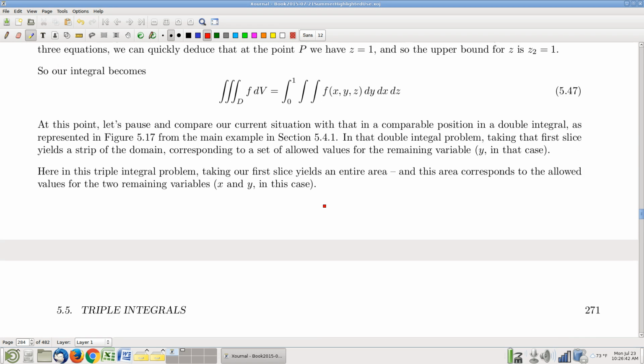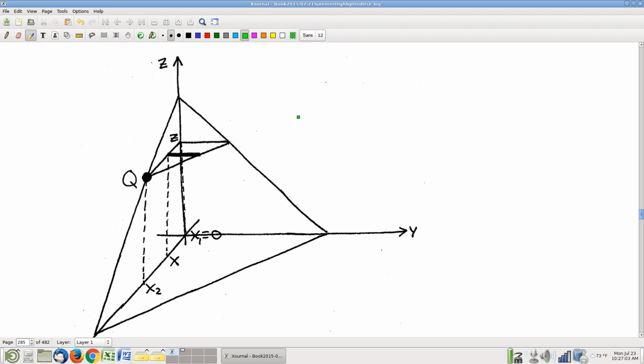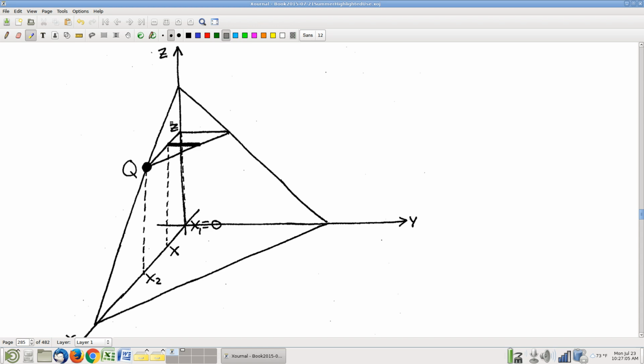Okay, so next question. We're going to fix a value of z. We're going to say z is some fixed value between 0 and 1. We're going to look on that z slice. Does that sound familiar? It's just what we did in double integrals. Now we're going to look for a given value of z. We're going to look for the range of values of x. We're going to try to find those x bounds. So here we go. Here's a fixed value of z.